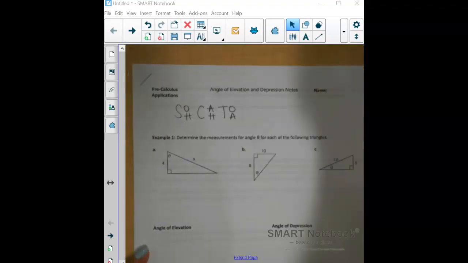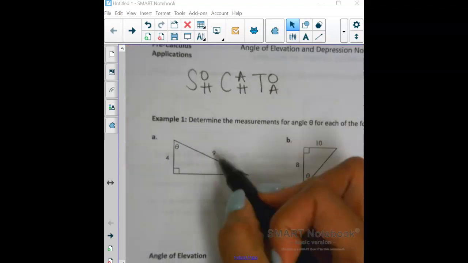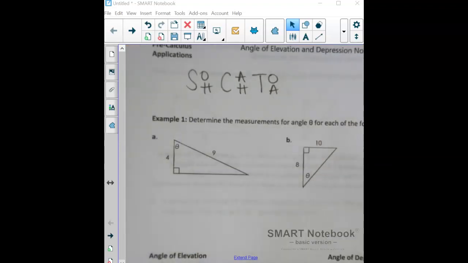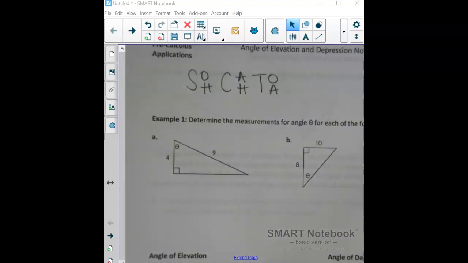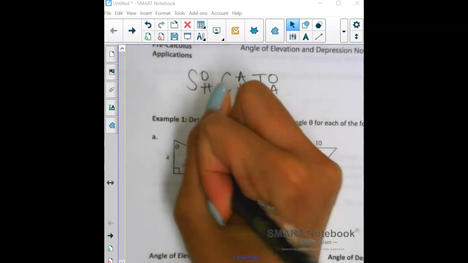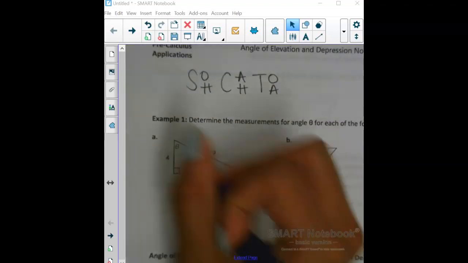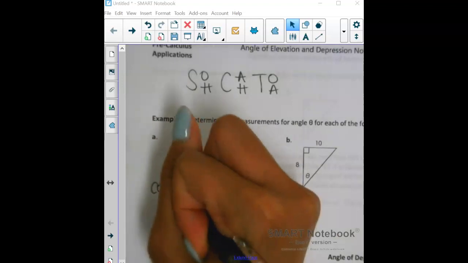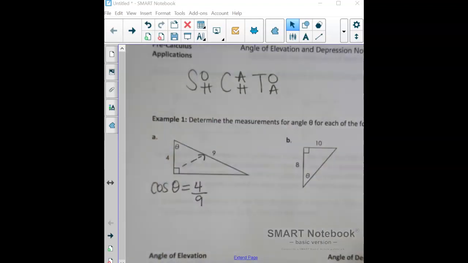So we're going to look at letters A and B. For letter A, I have my triangle. It has theta up in this top corner. And I need to figure out, do I need to use sine, cosine, or tangent? Cosine, because we have the adjacent side and we have the hypotenuse. Directly across from your 90-degree angle is 9. That's your hypotenuse. So we're going to use the cosine trig function. Cosine of theta is going to equal the adjacent over the hypotenuse.